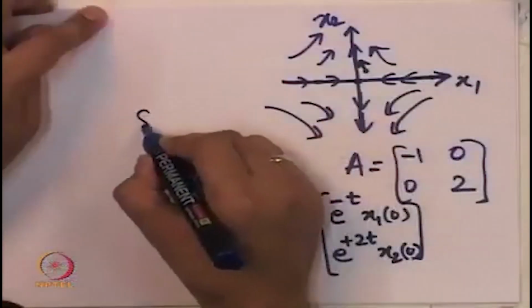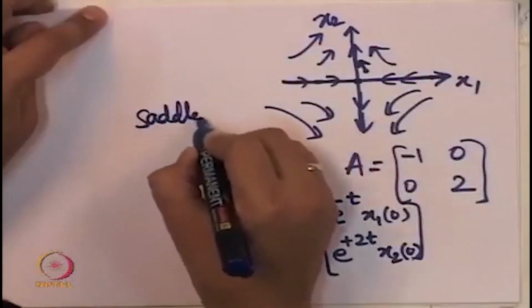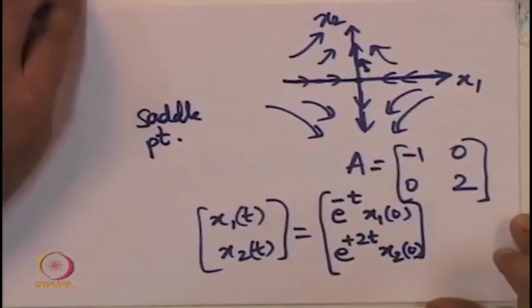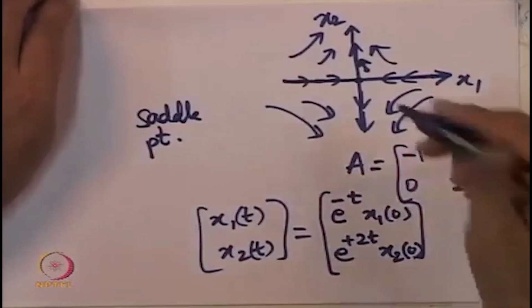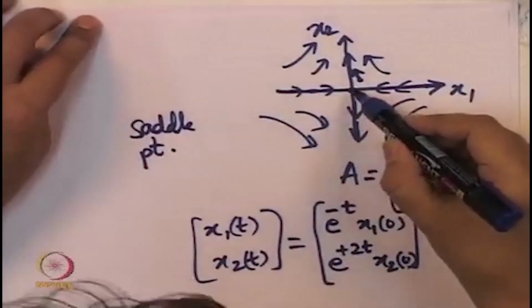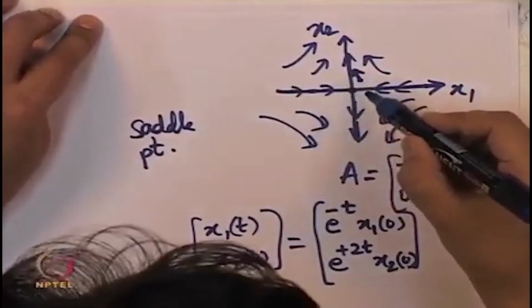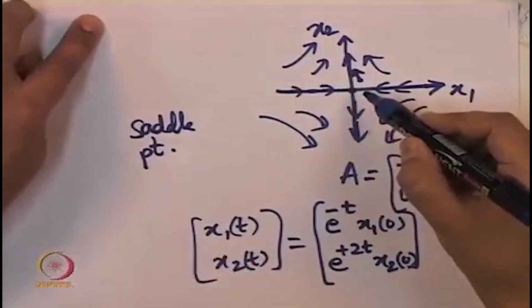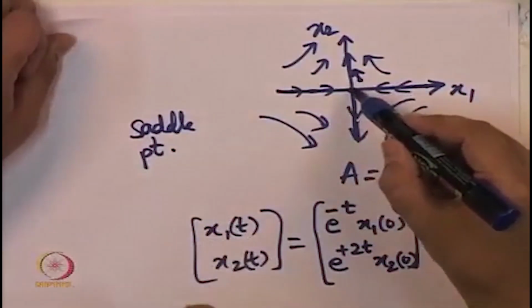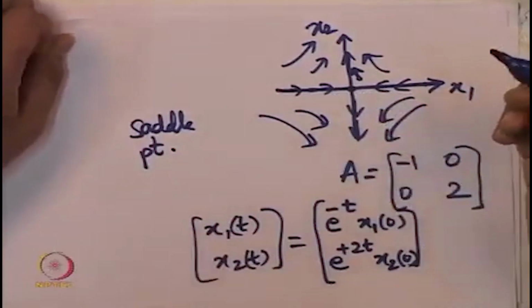So this is what we will call a saddle point. The question arises, is the saddle point a stable or unstable equilibrium point? We see that while the origin is an equilibrium point, for very small perturbations about the origin, trajectories either come to 0 if they are along the x1 axis, or they do not come to 0 if they are not along the x1 axis.